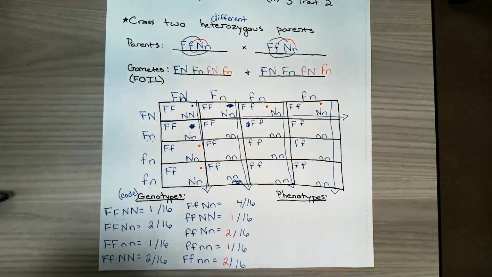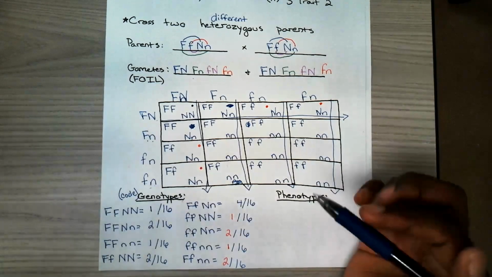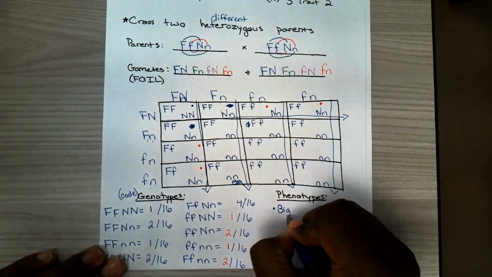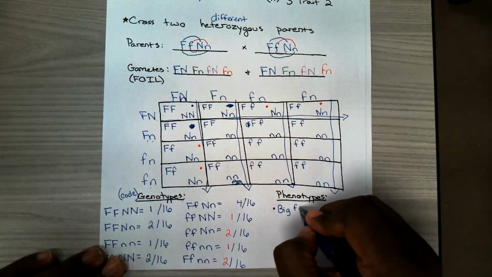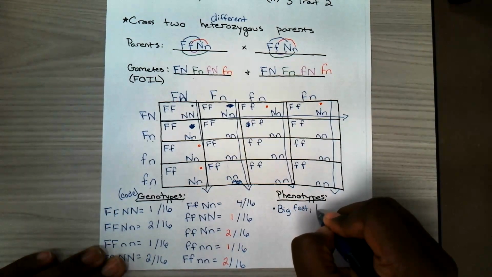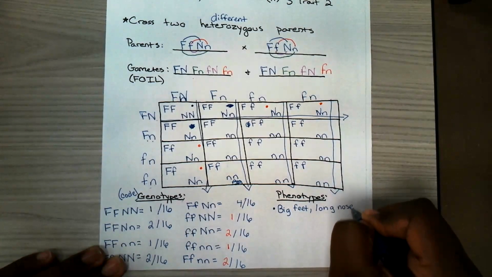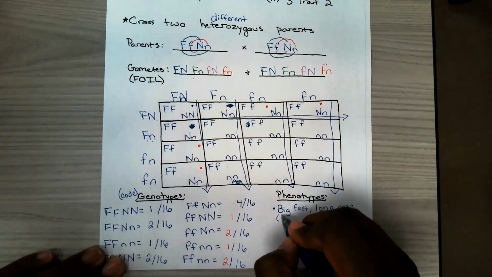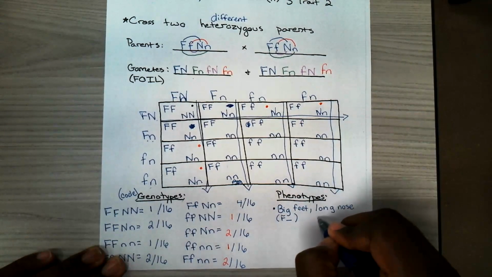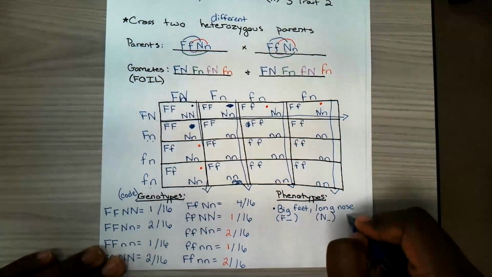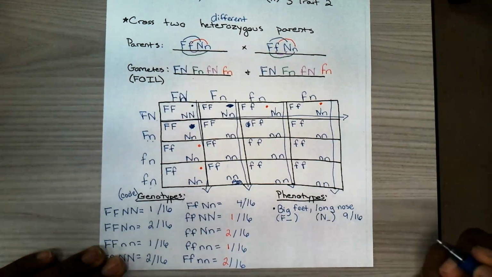That's what we're looking at, right? So now we want to know what the phenotype is. So we're going to have 4 different phenotypes. We could have big feet with a long nose, which is big F and a big N. We have a 9 out of 16 chance.